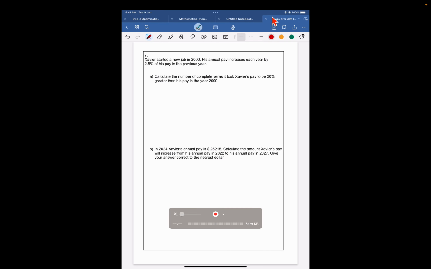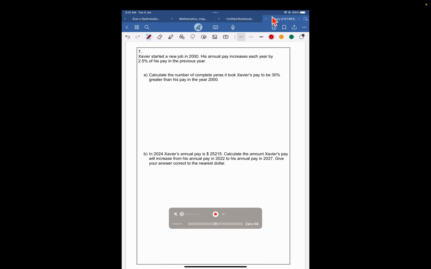Here was an interesting question, and it's all about compound interest, really. So we just go and try and interpret what's going on in the question. I usually draw a little picture. Here's the year 2000. Xavier starts a new job. His annual pay increases each year by 2.5% of his pay the previous year.